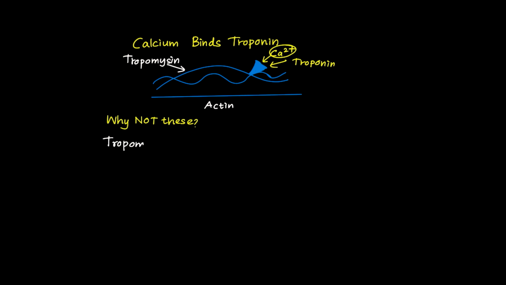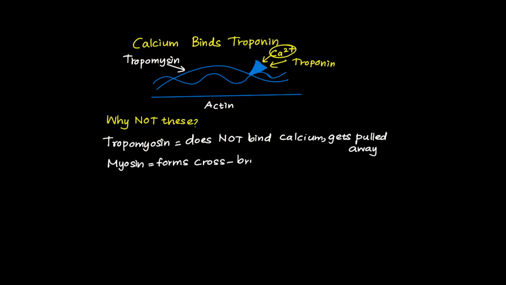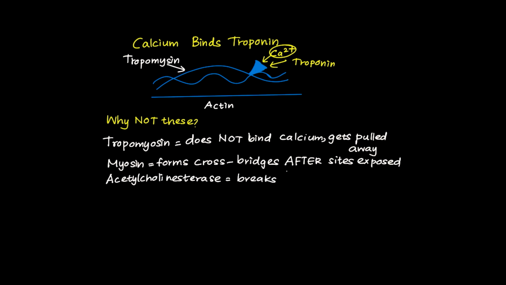Tropomyosin itself doesn't bind calcium. It just gets pulled out of the way. Myosin heads form cross bridges with actin after the sites are exposed, not during the calcium binding step. And acetylcholinesterase is the enzyme that breaks down ACh back at the synapse. It has zero involvement inside the muscle fiber.